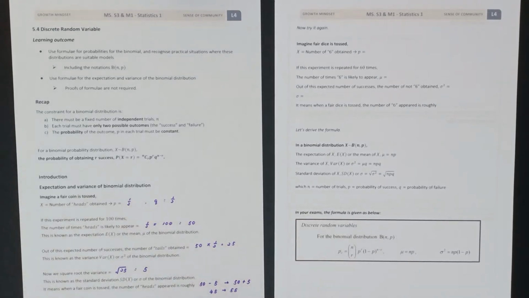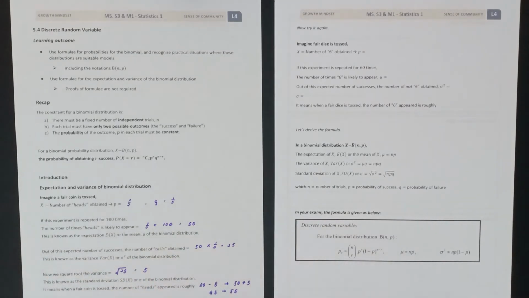So it's more practical now. Instead of telling myself that I should be able to get 50, which is the best expectation that we have, we also realize that there will be some error here and there. That's why the standard deviation is 5, and the range that we will be getting is 45 to 55.